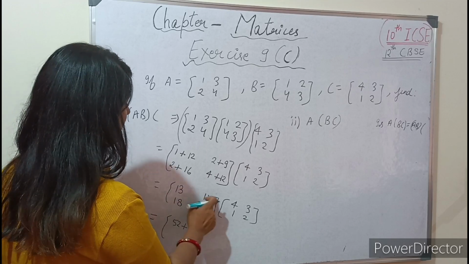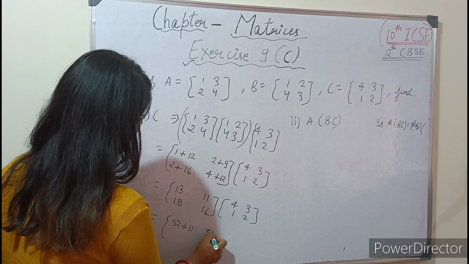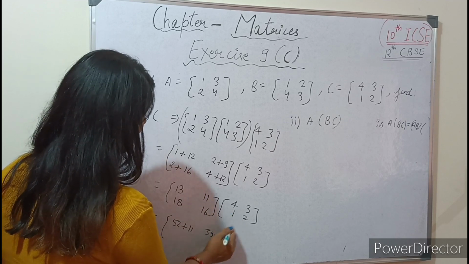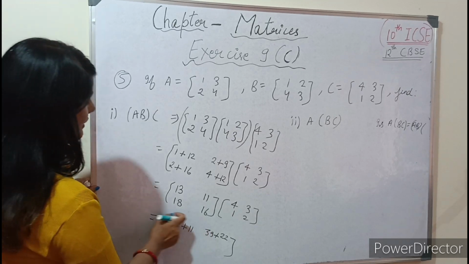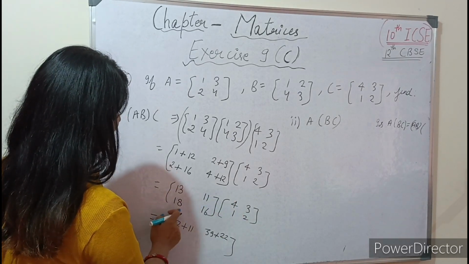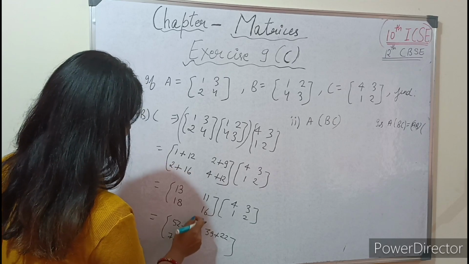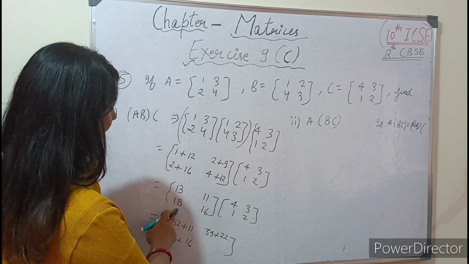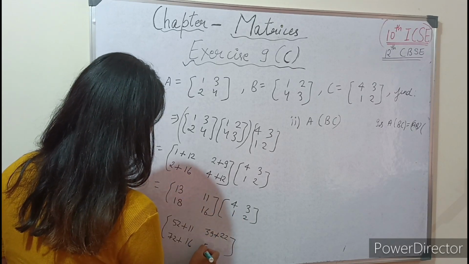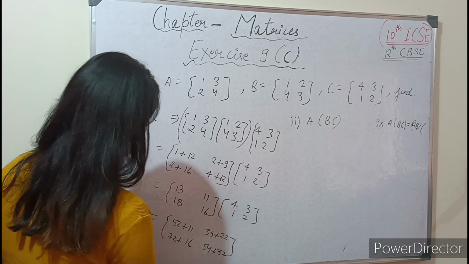Again the same row multiplied by second column. 13 multiplied by 3 is 39. Plus 11 multiplied by 2 is 22. Now second row multiplied by the first column. 18 multiplied by 4 is 72. Plus 16 multiplied by 1 is 16. Same way 18 multiplied by 3 is 54. Plus 16 multiplied by 2 is 32.